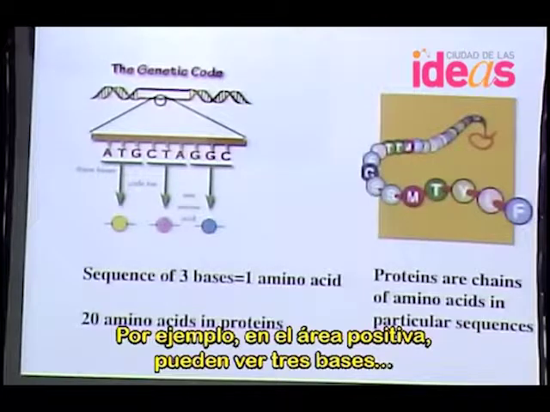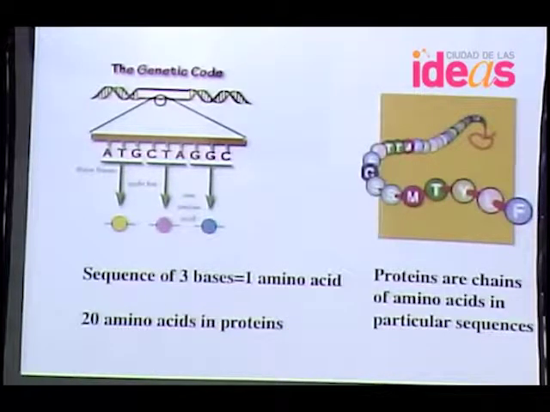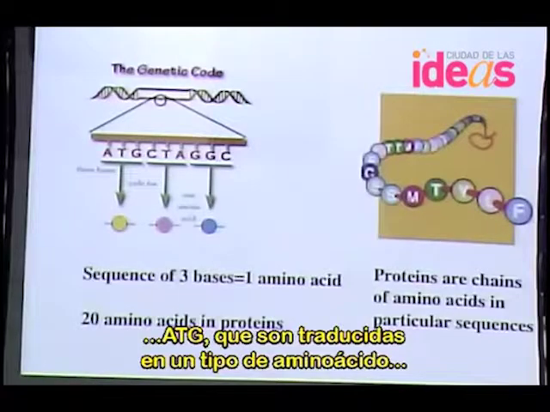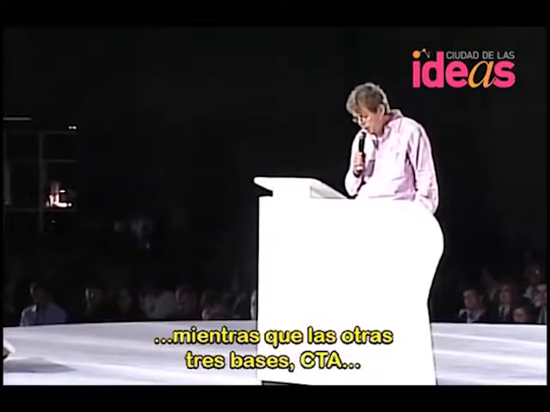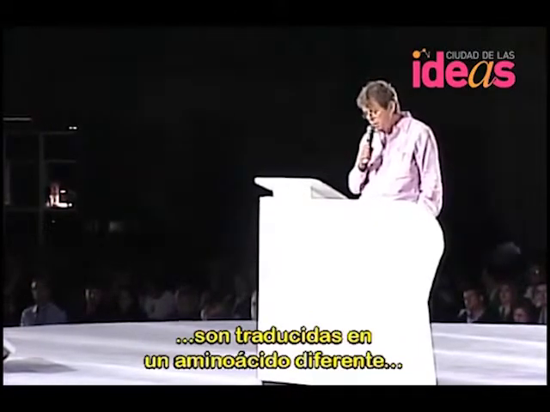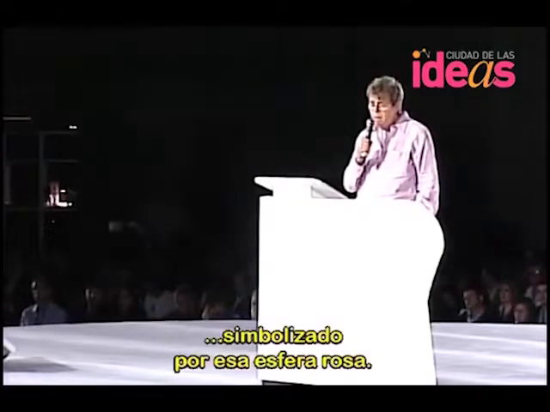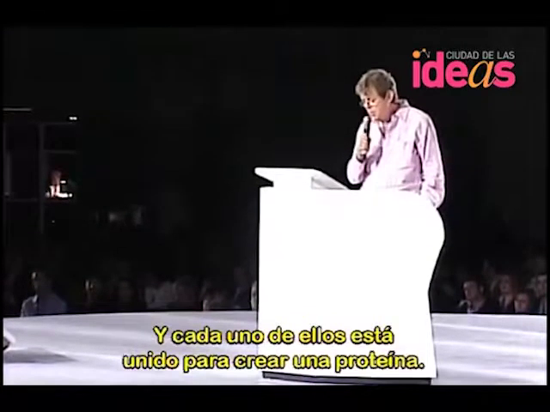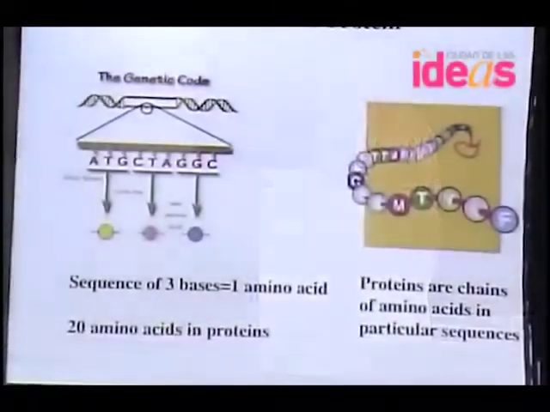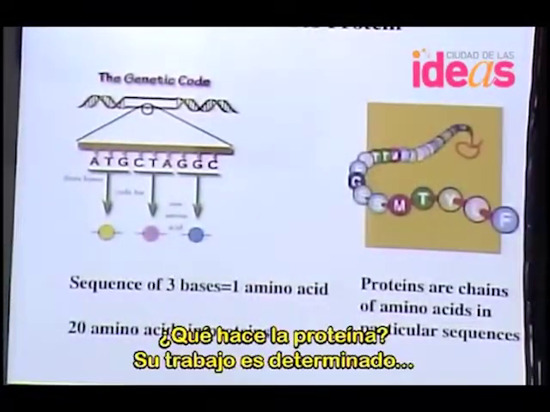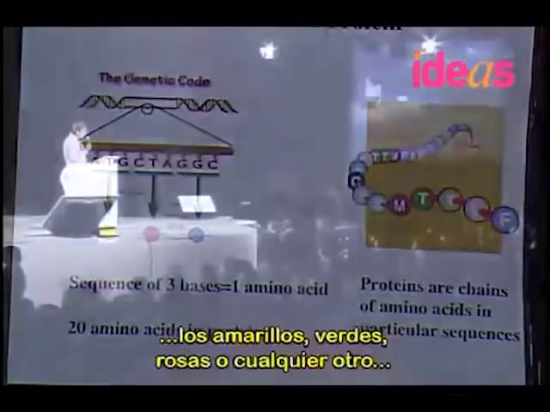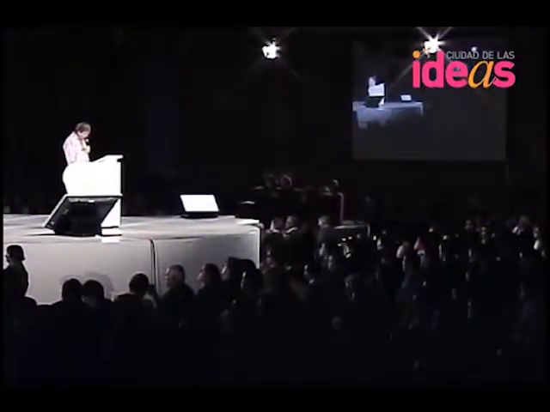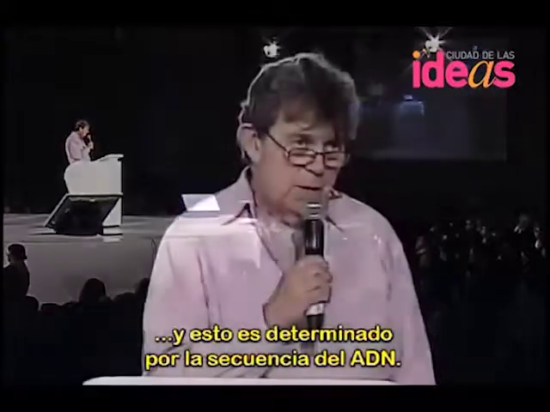For example, on the slide you see 3 bases, A, T, G, that are translated into one type of amino acid that's symbolized by that little yellow ball, while the next 3 bases, C, T, A, are translated into a different amino acid, symbolized by that little pink ball. And each of them is hooked together to make a protein. Once the protein is made, its job is determined by the sequence of the amino acids, the yellow and pink and purple and what other kind of balls it has. And those are determined by the sequence of the DNA.